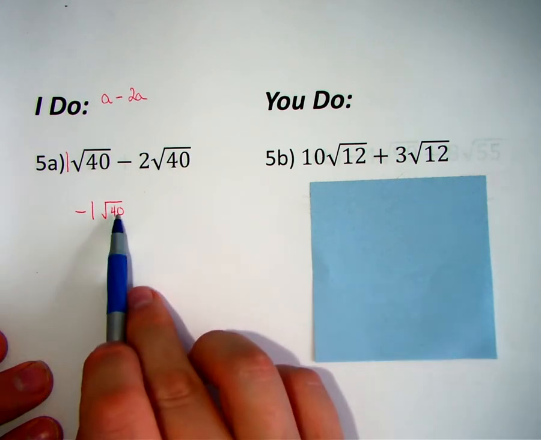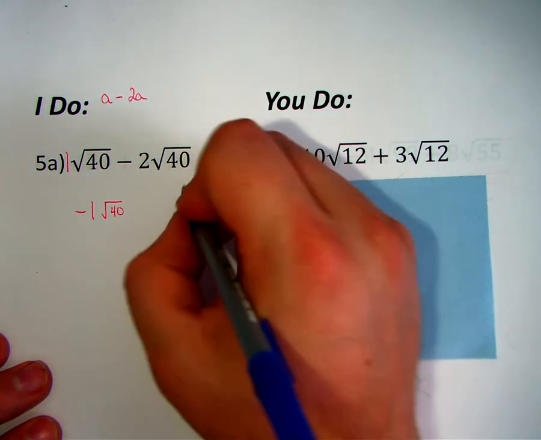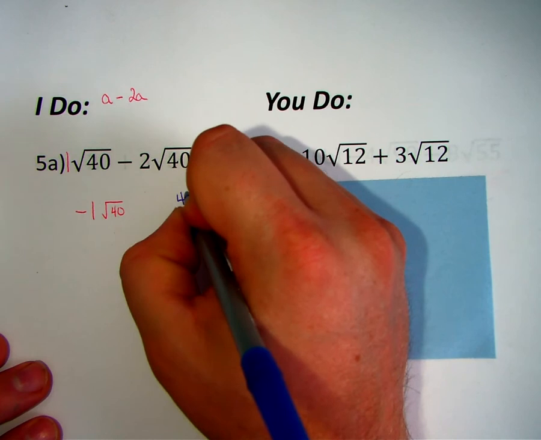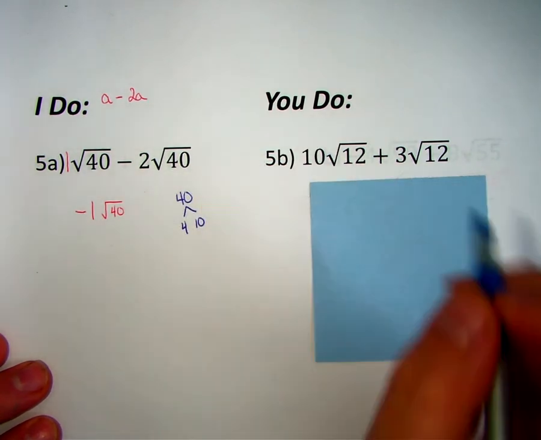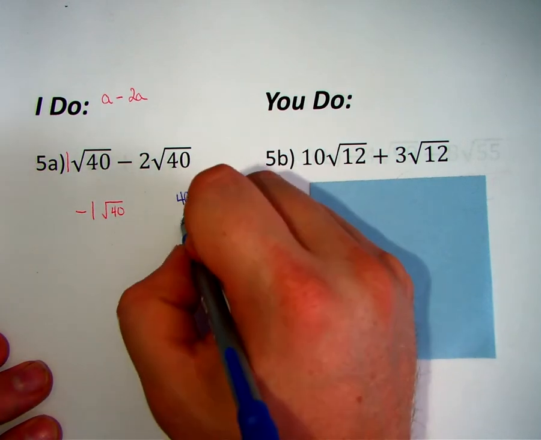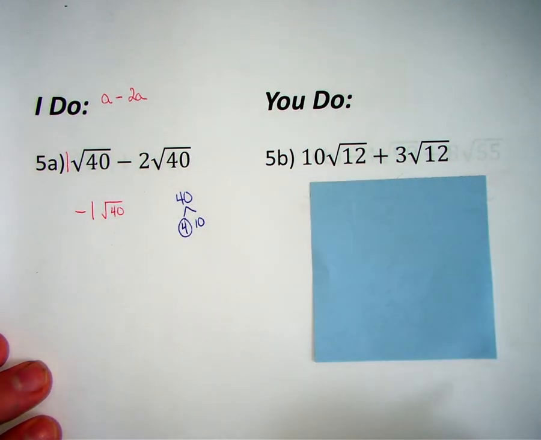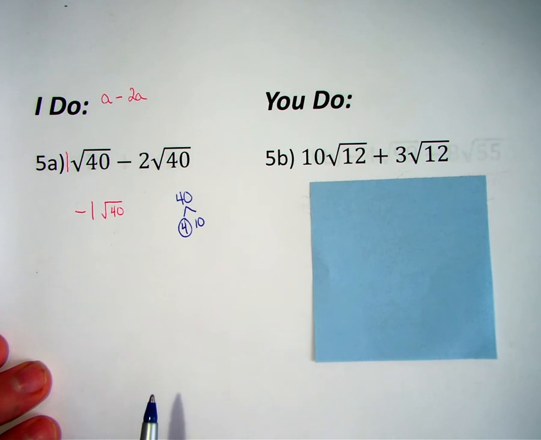Well, now I realize root 40, man, that's a pretty decent sized number. It could probably factor down. So 40, our factors of 40 are 4 and 10. Well, 4 is a perfect square. That definitely has a root. And so the square root of 4 is 2.